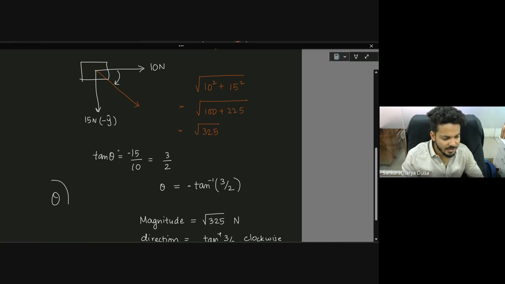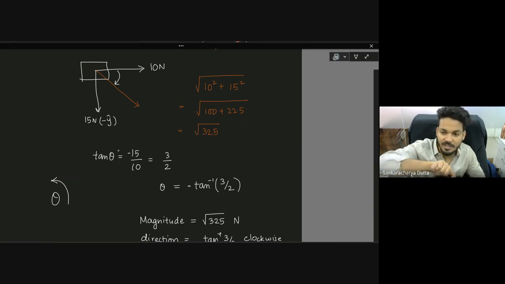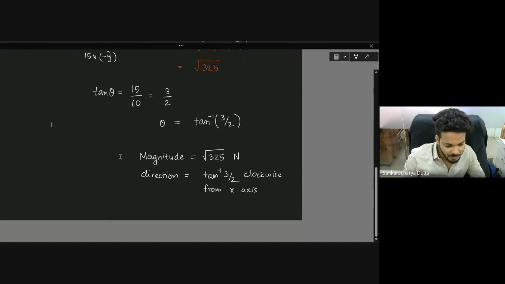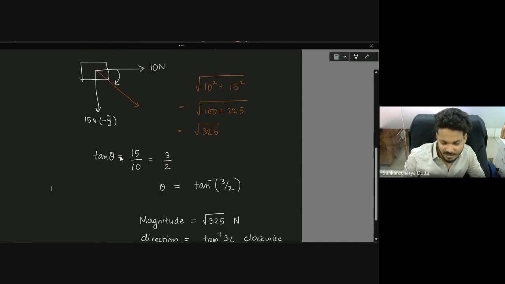Theta usually is measured in the anti-clockwise direction. When you get a negative theta, it means that you have to measure theta in the clockwise direction. If you understood that using logic, there is no need to use the minus sign. But if you want to just do the normal math calculation, put in the minus, and at the end just say the minus sign here represents the clockwise direction. I hope that is clear, guys?